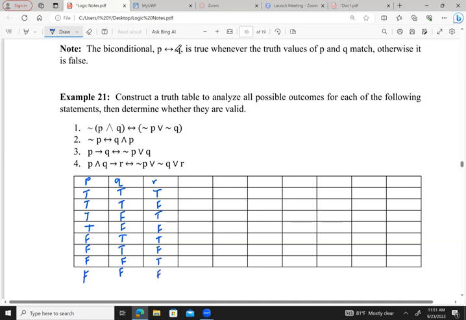Okay, I also need not P and not Q. Not P: false, false, false, false, true, true, true, true. Not Q: false, false, true, true, false, false, true, true. Now I need P and Q. Are they both true here? Yes. Here, yes. No, no, and no for the rest.